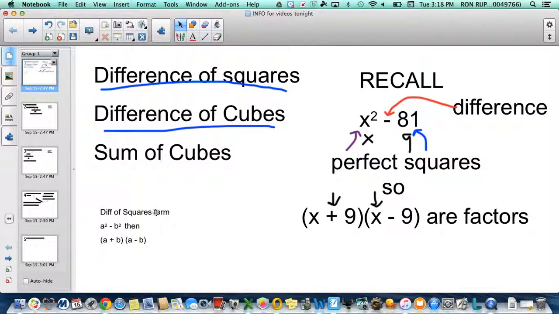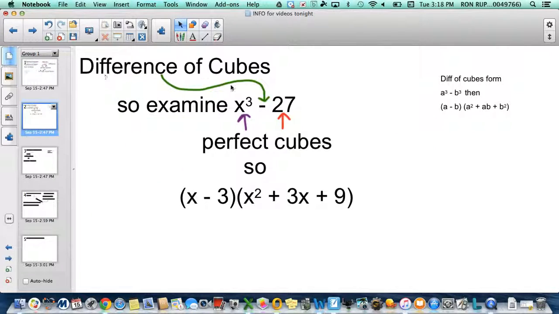So the general rule of a difference of squares: if you have a squared minus b squared, so if a is a perfect square and b is a perfect square, then it's a plus b times a minus b. X plus 9, x minus 9. So what happens if we have a difference of cubes?